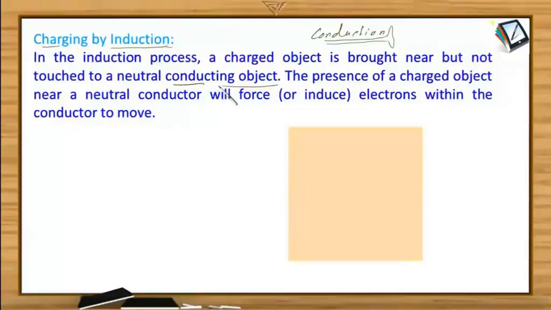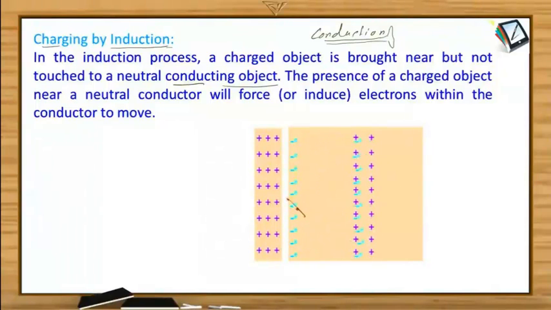Actually, what happens when we bring one already charged object near to some uncharged metal object, the presence of the charged body near the neutral conductor will force the electrons within the conductor to move because of this force of attraction. Suppose this positively charged body is brought near to an uncharged object, then what happens? Electrons are attracted towards this object. And so this way, on the other end we'll get positive charge, and on this end we'll get negative charge, because we have brought a positively charged body near to an uncharged body.